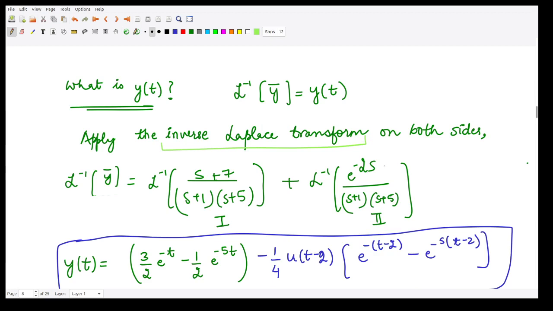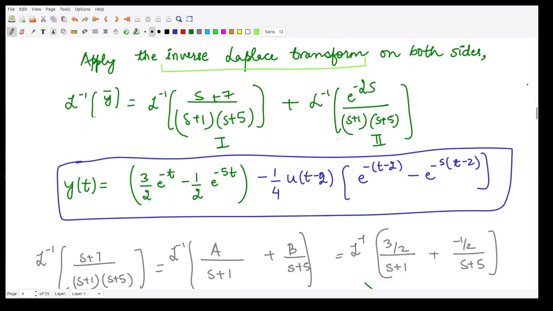Once you apply this, it comes out to be 3 by 2 e to the power minus t minus half e to the power minus 5t minus 1 by 4 u of t minus 2, where this u is the unit step function displaced by 2 units to the right, into these functions. Now how do you end up from this to this expression? This is the question, how?